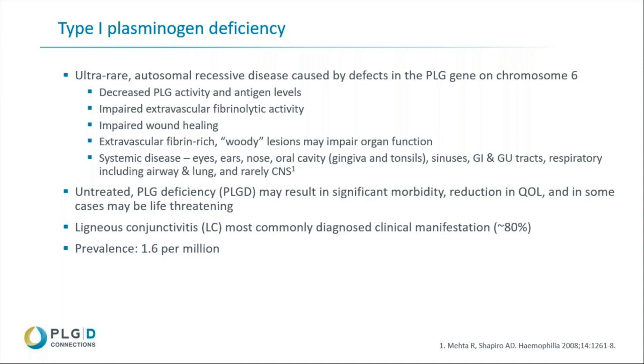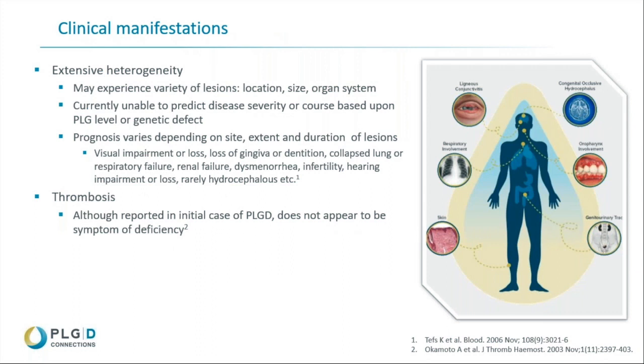Ligneous conjunctivitis is the most commonly diagnosed clinical manifestation. The prevalence is estimated to be 1.6 per million. There is extensive heterogeneity in the clinical manifestation. Patients may experience a variety of lesions which differ in location, size, and organ system. Currently, we are unable to predict disease severity or the course based upon plasminogen level or the genetic defect. Prognosis varies depending on site, extent, and duration of lesions.